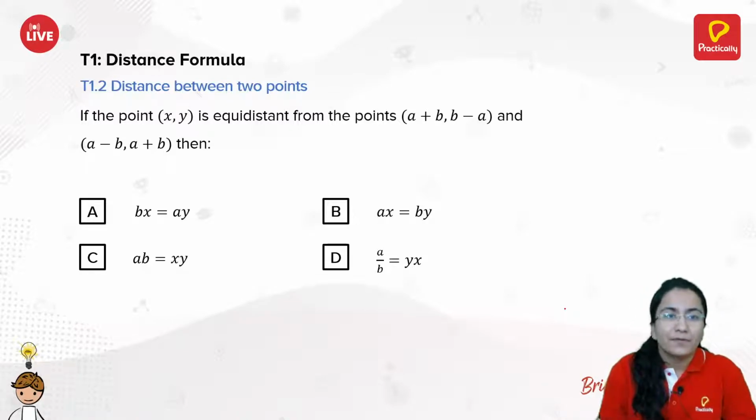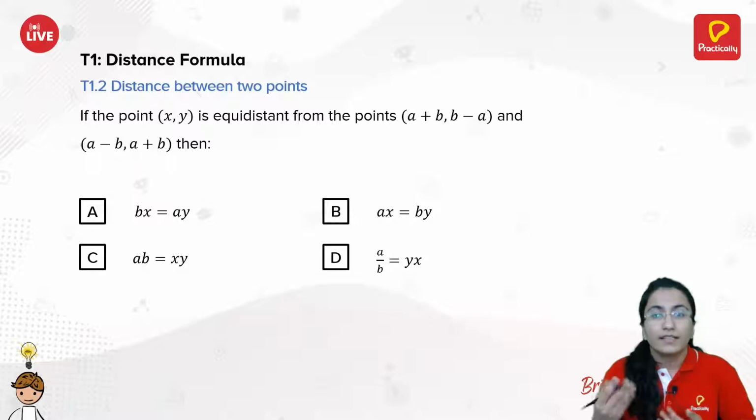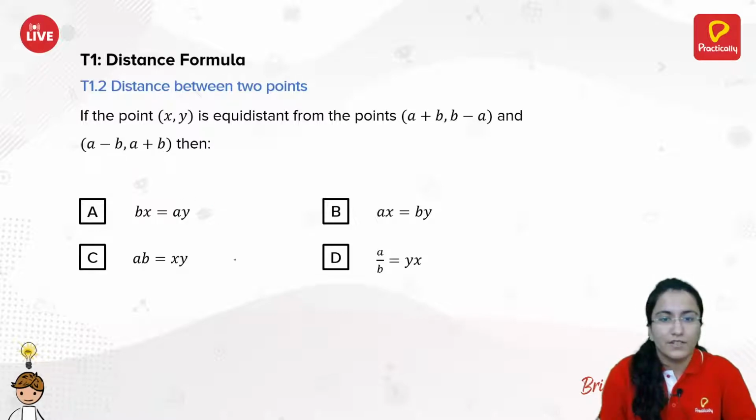So the next question over here is, if the point x comma y is equidistant from the points a plus b comma b minus a and a minus b comma a plus b, then you need to check which of the following conditions is true. Whether bx equals ay, or ax equals by, or ab equals xy, or a by b equals y by x.